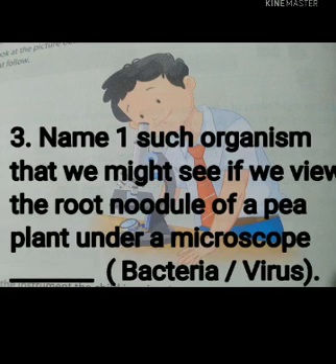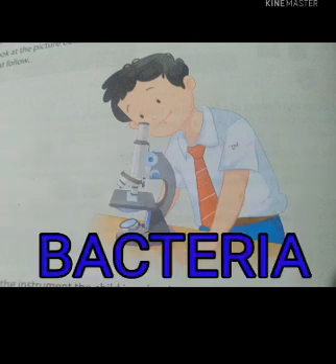3. Name one such organism that we might see if we view the root nodule of a pea plant under a microscope. Dash. Bacteria or virus? Which option? The answer is bacteria.